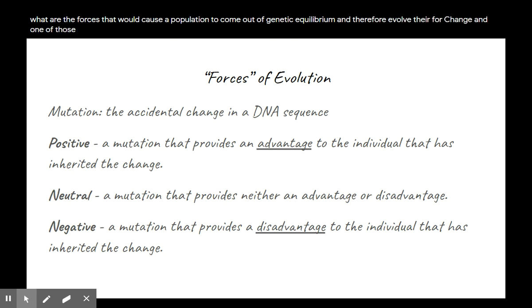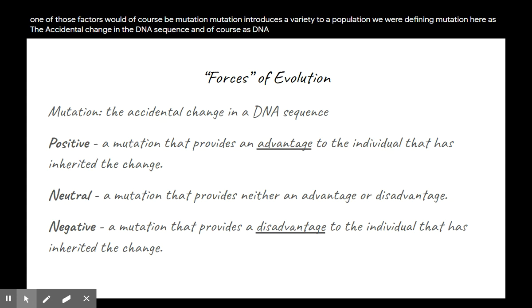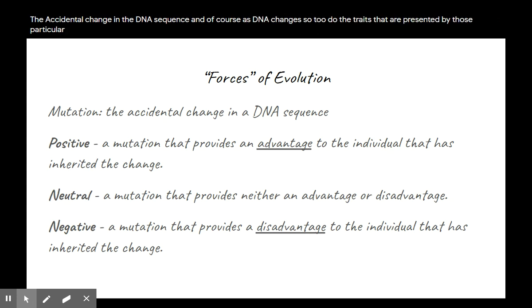And one of those factors would, of course, be mutation. Mutation introduces variety to a population. We were defining mutation here as the accidental change in a DNA sequence. And of course, as DNA changes, so too do the traits that are presented by those particular organisms. What I'm trying to do on this particular slide is to put mutations into categories and explain whether or not they would help a population evolve.